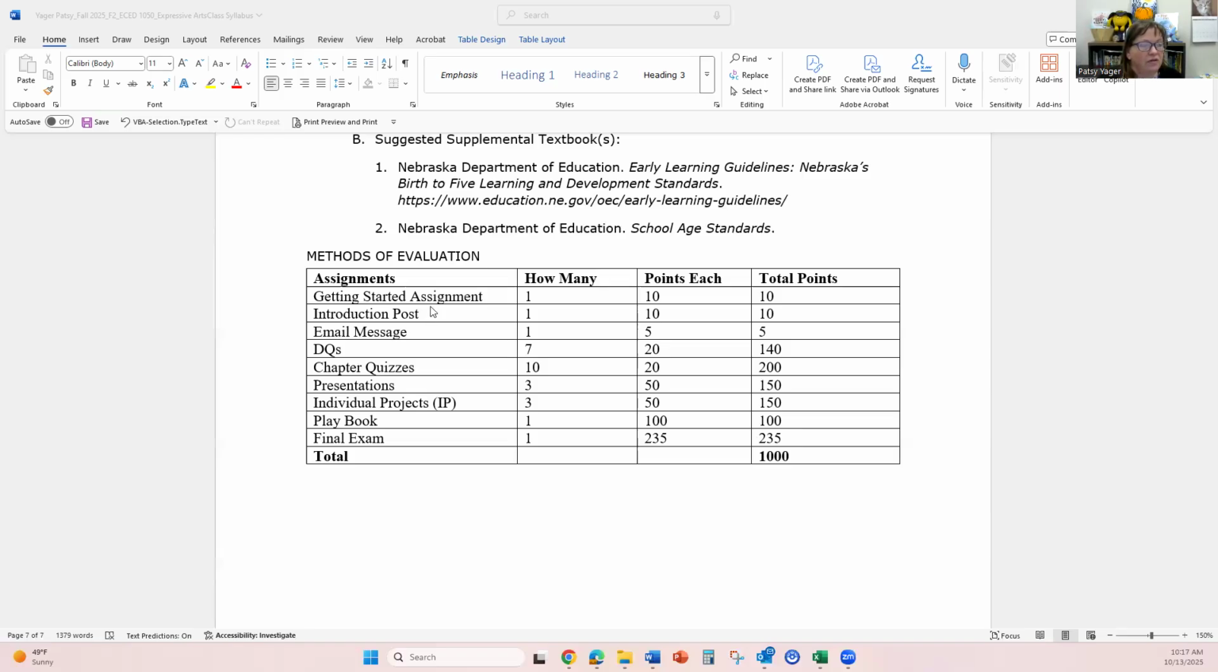You have those 3 getting started assignments. You have 7 DQs in this class worth 20 points each. You have 10 chapter quizzes. There are 10 chapters in our textbook. Those are worth 20 points each. You have to complete 3 presentations, and those are worth 50 points each, and 3 individual projects worth 50 points each. And there's a project bank that you will choose from.